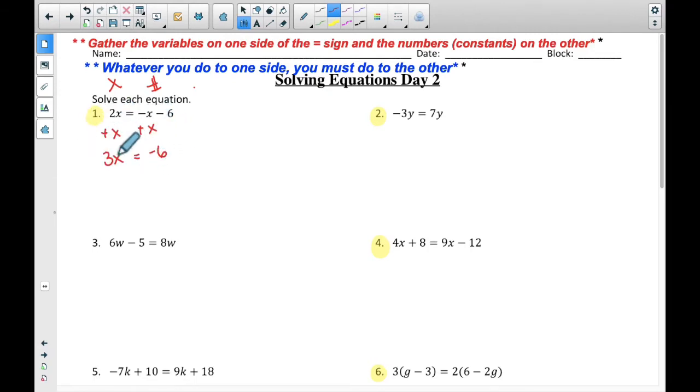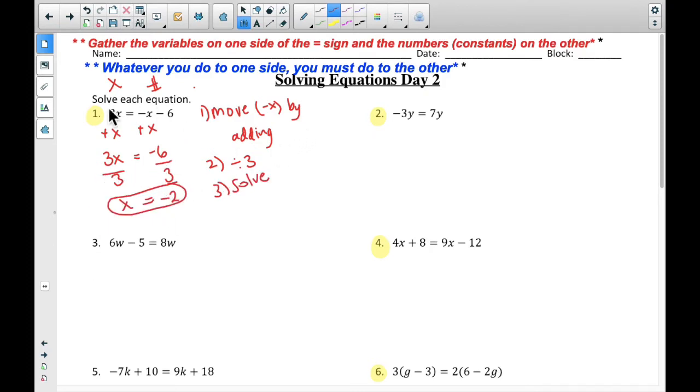When I add those together, that gives me a 3x. So my first step was to move the negative x to the other side, and to do that, I added it. I add those together, and I get 3x. Now I need to divide by 3 to get rid of the number. Remember, the x's go on the left, the numbers go on the right. So we need to get rid of that 3, and I'm going to divide both sides by 3. Now, when I divide, those 3's cancel because 3 divided by 3 is 1. And so I get x is equal to negative 2.